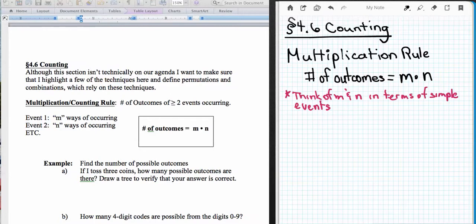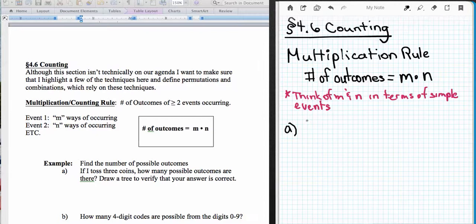And you can think of M and N in this case in terms of the simple events. So the total number of outcomes is the product of the number of simple events. So let's take a look at our example of tossing our coins. Now we know from drawing the tree diagram that there are 8 possibilities.